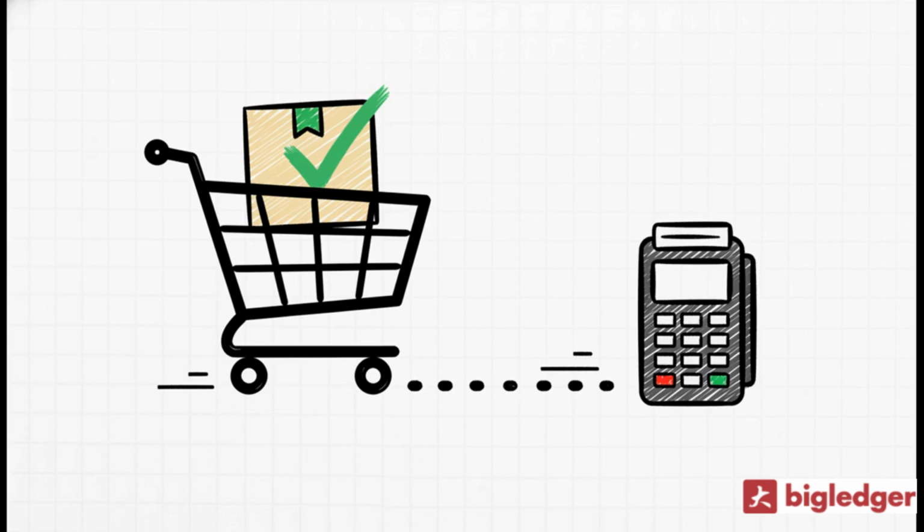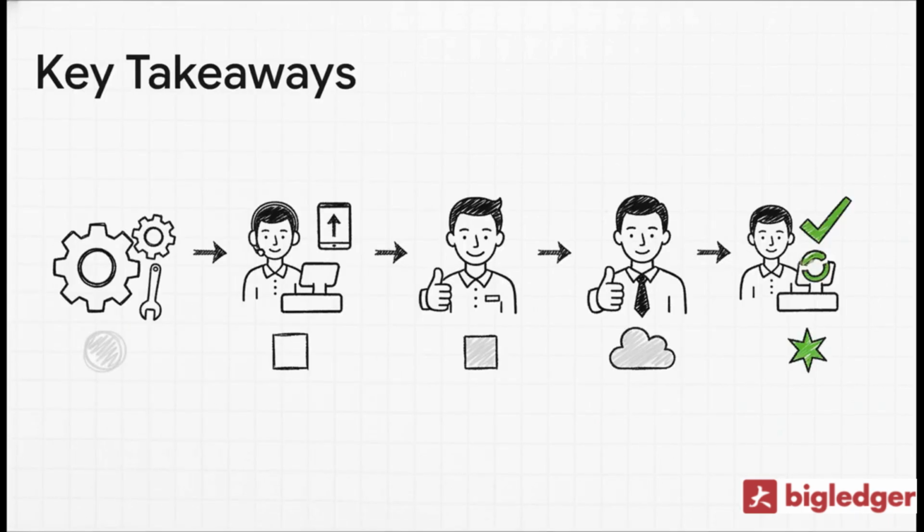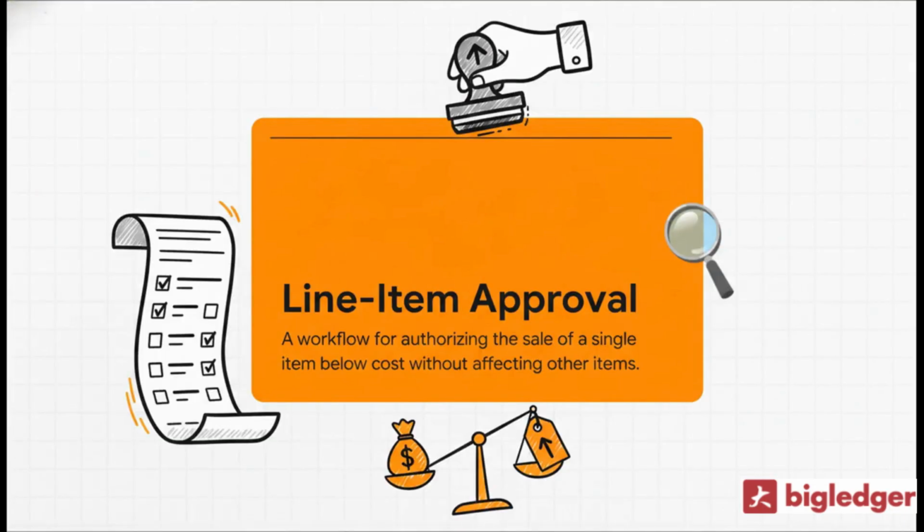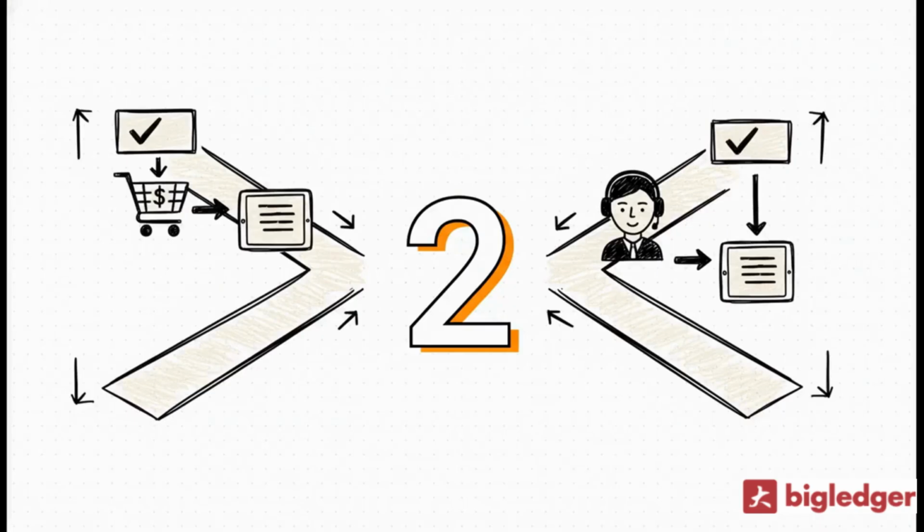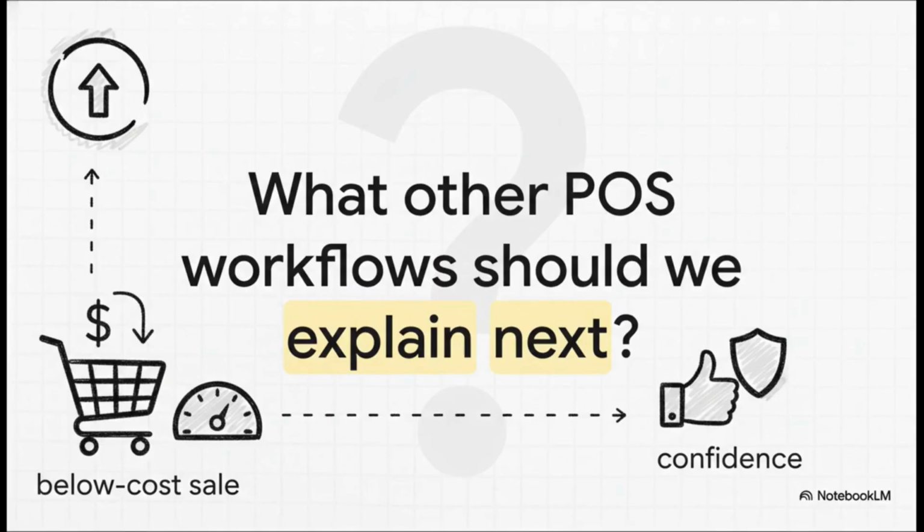Simple as that. So the key takeaways: get the setup right, then it's just request, approve, and refresh. This whole workflow is called line item approval. It's all about precise single item control. And remember, those two approval paths, in-person and remote, give your team so much flexibility. And that's it. Now you can handle below-cost sales with total confidence.